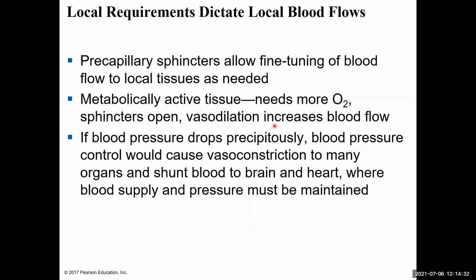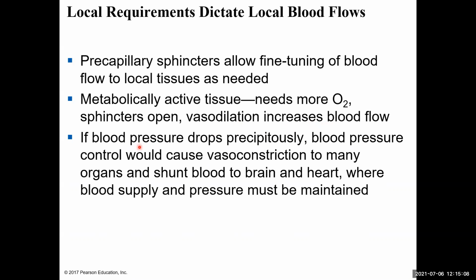Now, at a local area, so like a local area on your body, the precapillary sphincters are kind of fine-tuning the control of blood to the local tissues. So, for example, if your tissues are metabolically active, they need more oxygen because they're having more cellular respiration. So those sphincters are going to be open. They're going to be dilated. So vasodilation will increase the blood flow, allowing more oxygen to get to those tissues.